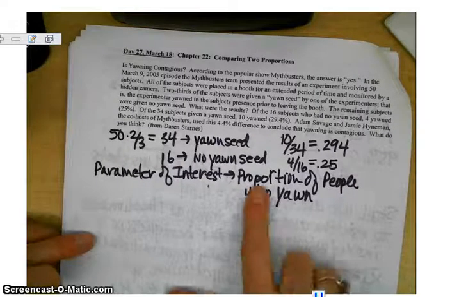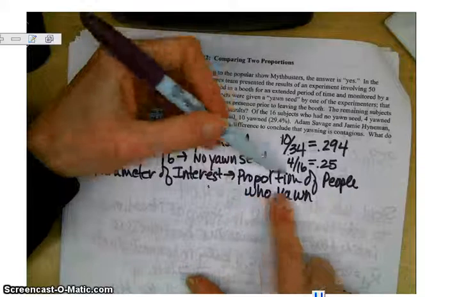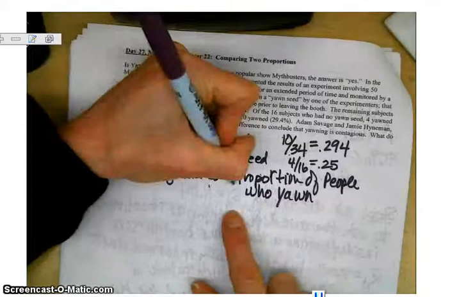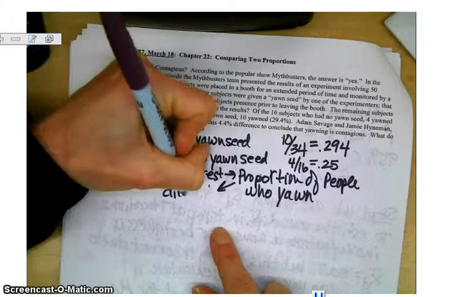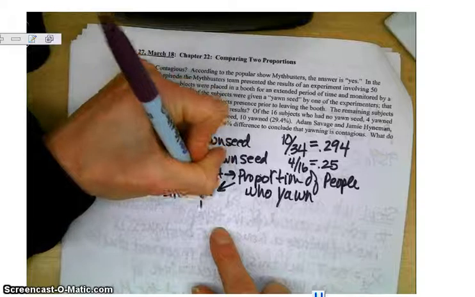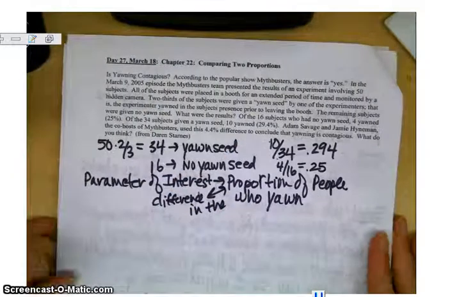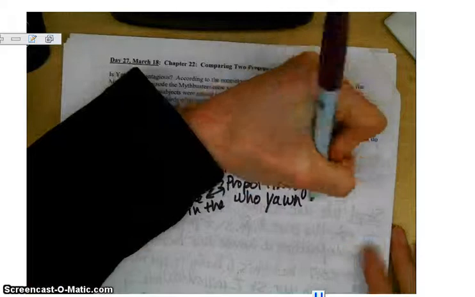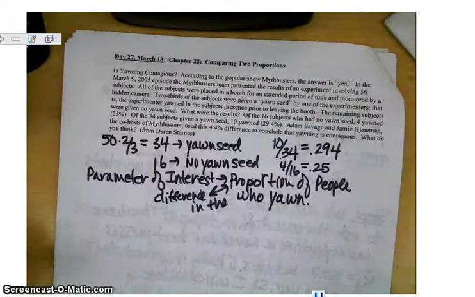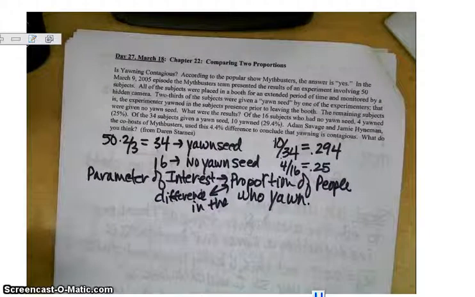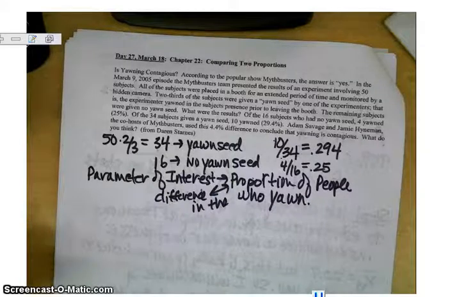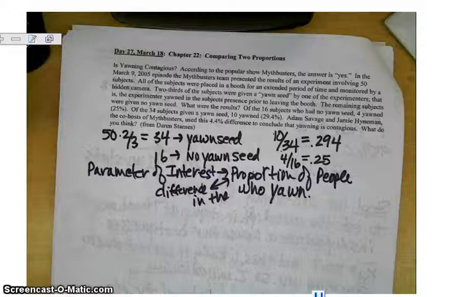So we're not just looking for the proportion of people who yawn, we're looking at the difference in the proportion of people who yawn between our two groups. We're interested in the difference between the proportion of people who yawn given a yawn seed or not given a yawn seed. Does that make sense?